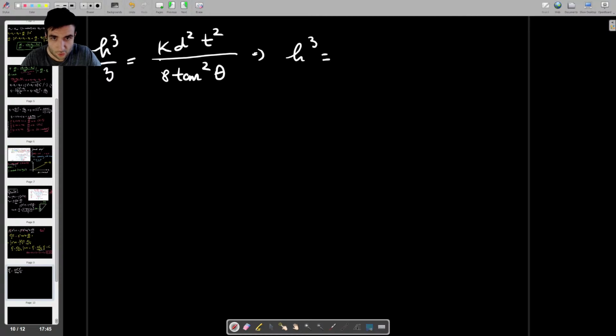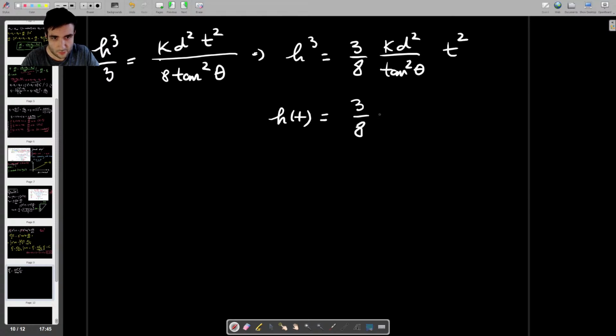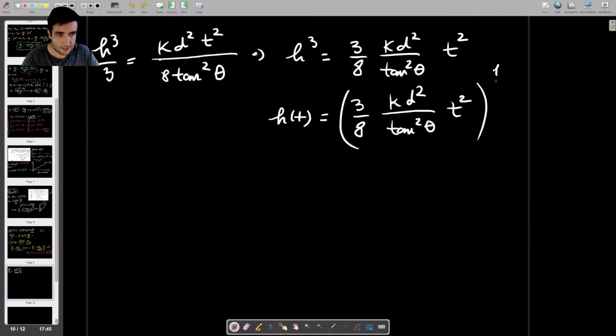So we have h cubed. Now I just want to get h by itself, right? So this is going to be 3 over 8 k d squared over tan squared of theta multiplied by t squared. And finally, if I want h by itself, all I have to do is just rewrite this whole thing like this. So tan squared theta t squared, and this is going to be raised to the power of a third, and that's it. Or, you know, if you want, you can write it like this.